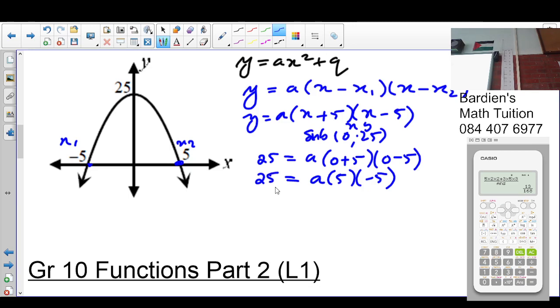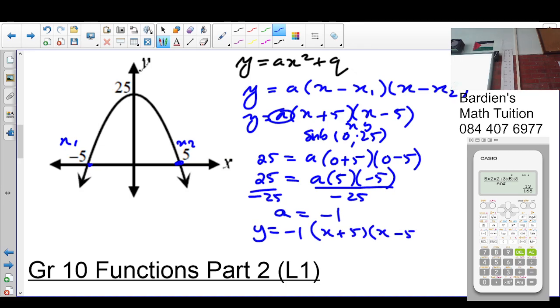So it is 5 times negative 5, negative 25. Give me the answer then. So a is equal to negative 1. So y is equal to negative 1 into (x plus 5)(x minus 5). Simplify that. Gives you negative 1 into (x squared minus 25). Get rid of the brackets on the outside. So negative x squared plus 25.